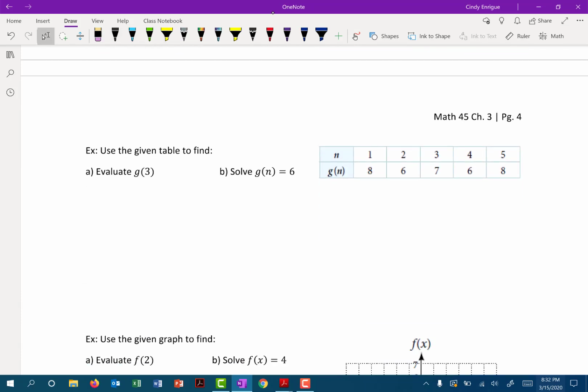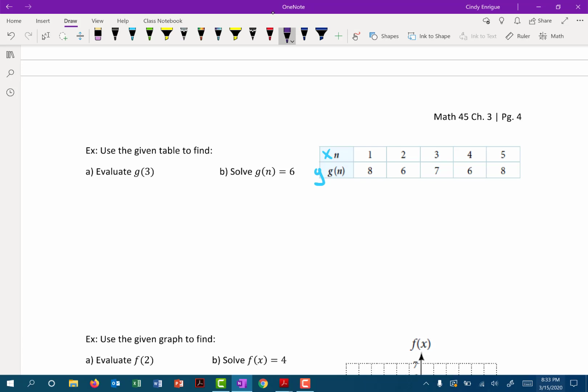Now what they want me to do is to find my values looking at a table. Don't let this n and g of n fool you. What this is really saying is, hey, this is your x value, and that's your y value. So, okay, let's make sense of this. Well, here, is it giving you an x value or a y value? For part A, evaluate g of 3.